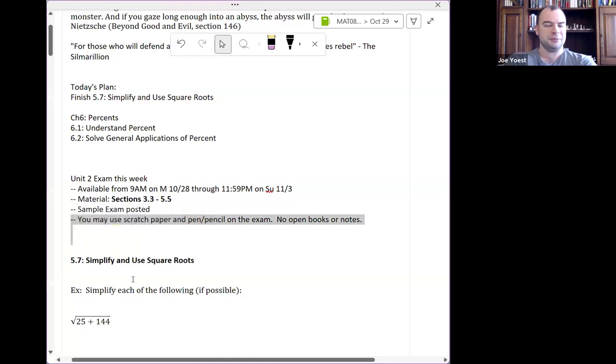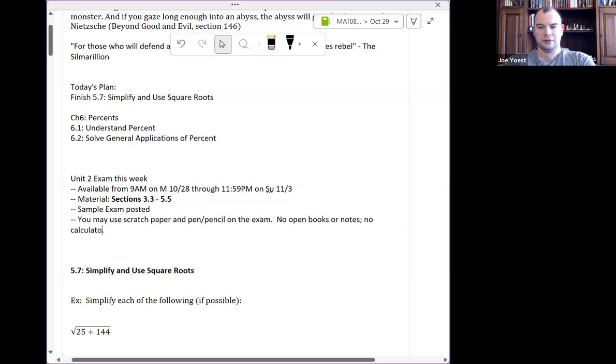And you can use scratch paper and pen or pencil on the exam, but it's not an open book exam, no notes, no calculators as well. I should explicitly put that here. No calculators or other technology, other than, of course, WebAssign that you're taking the exam on, and Examity and all that, but no other tech that's assisting you with the math.